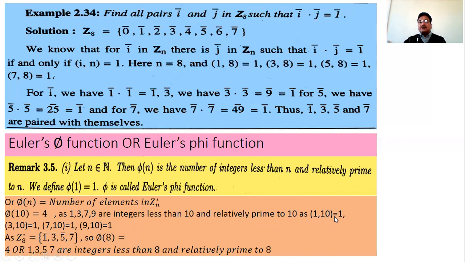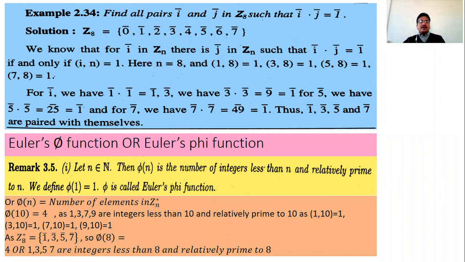As the greatest common divisor of 1 and 10 is 1, 3 and 10 is 1, 7 and 10 is 1, 9 and 10 is 1, and therefore phi 10 is 4. Or by using another definition, find Z10 star. So what is Z10? Z10 contains 10 elements, 0 bar, 1 bar, 2 bar up to 9 bar. And then find the prime residue classes, that is, find Z10 star.